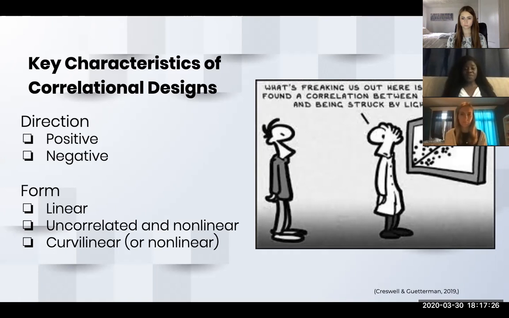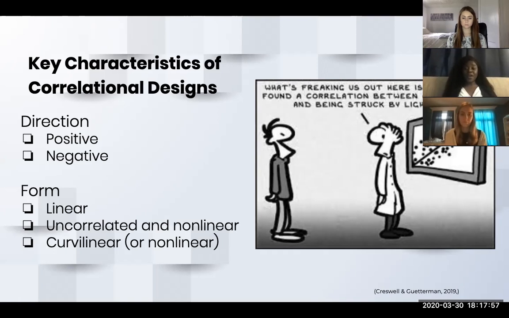Another form of correlational designs is uncorrelated and nonlinear form. In this, variables are independent of one another. What that basically means is that there's no pattern associated with the variables. They are not related to each other. They are not associated. Another form is curvilinear or nonlinear.